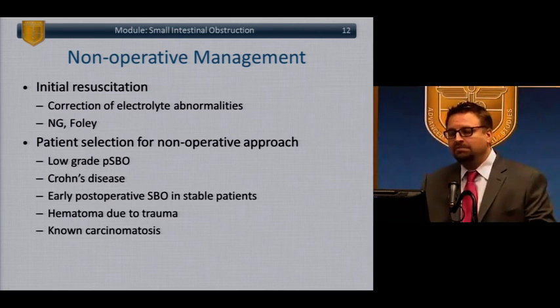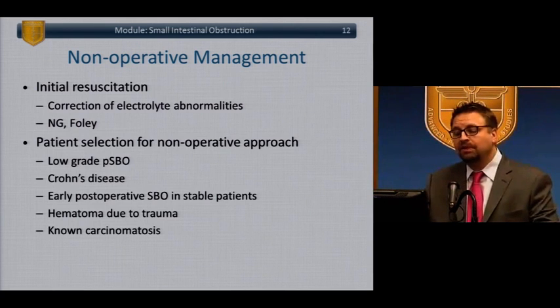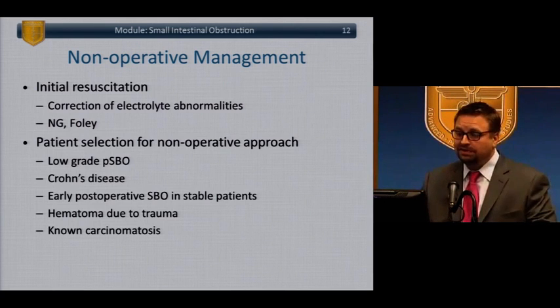Other types of obstruction that are best managed non-operatively: hematoma due to trauma. That's something that, of course, will resolve with time. Or patients with known carcinomatosis, widely metastatic disease. These patients may not resolve, but because of their overall condition, the patient may choose to undergo non-operative management.